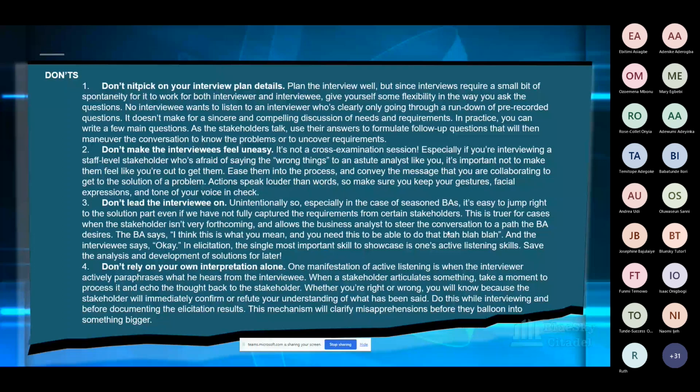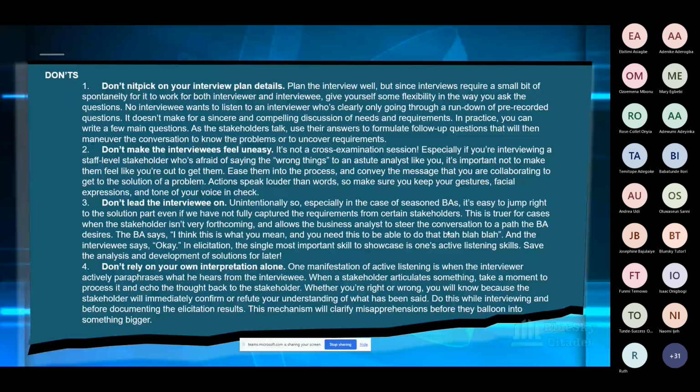In practice, you can write a few main questions. As the stakeholder talks, use their answers to formulate follow-up questions that will then maneuver the conversation to know the problem or to uncover requirements. So I think I've kind of touched on this. Of course, always go into an interview session with questions. Don't go without questions, because it will be your starting point. But as the interview flows, don't just be rigid.